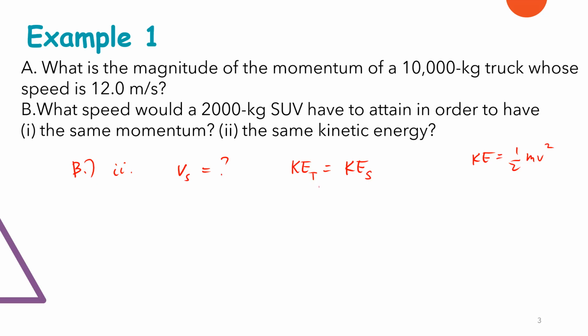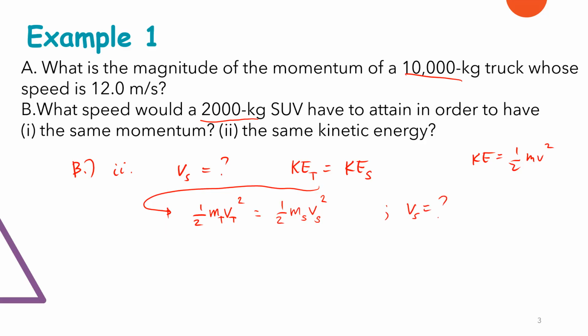So from this equation, you will get the kinetic energy of the truck is equal to 1/2 times the mass of the truck times the velocity of the truck, quantity squared. This is equal to the kinetic energy of the SUV, 1/2 times the mass of the SUV times the speed of the SUV, quantity squared. And we know the mass of the truck is 10,000 kilograms, the mass of the SUV is 2,000 kilograms. Solving for what? You need to solve for Vs.